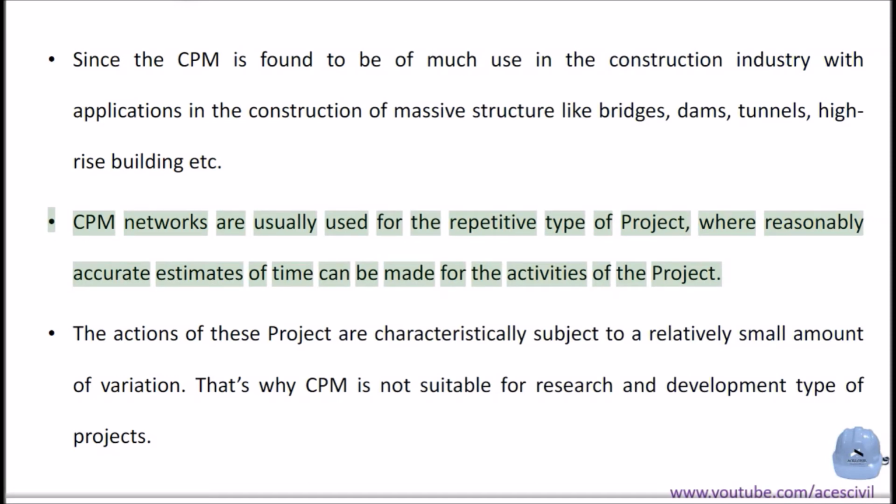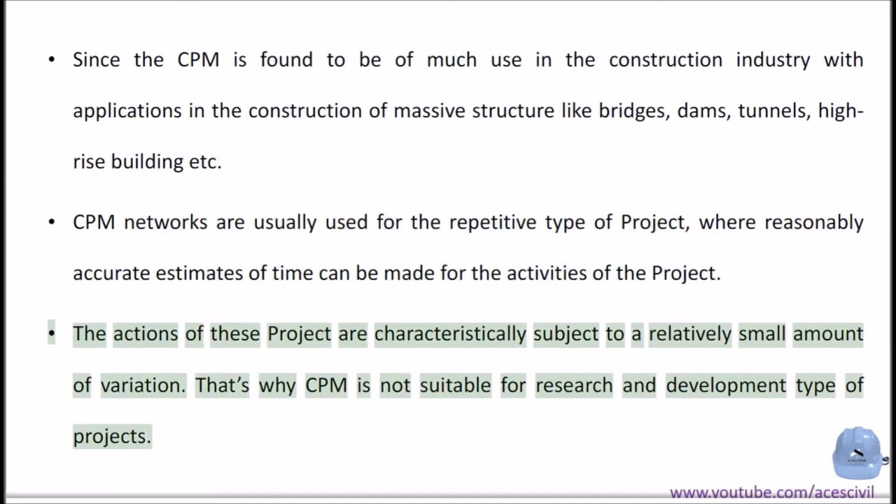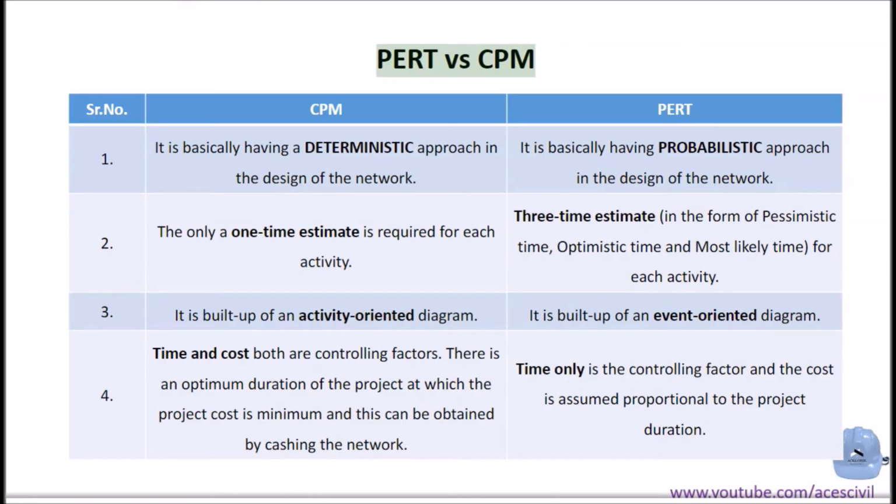CPM networks are usually used for the repetitive type of project, where reasonably accurate estimates of time can be made for the activities of the project. The actions of these projects are characteristically subject to a relatively small amount of variation. That's why CPM is not suitable for research and development type of projects. PERT vs CPM.